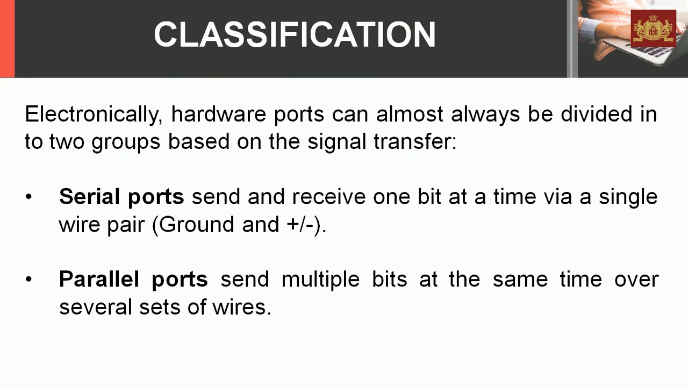Electronically, hardware ports can almost always be divided into two groups based on the signal transfer. Serial ports send and receive one bit at a time via a single wire pair, ground and +/-. Parallel ports send multiple bits at the same time over several sets of wires.